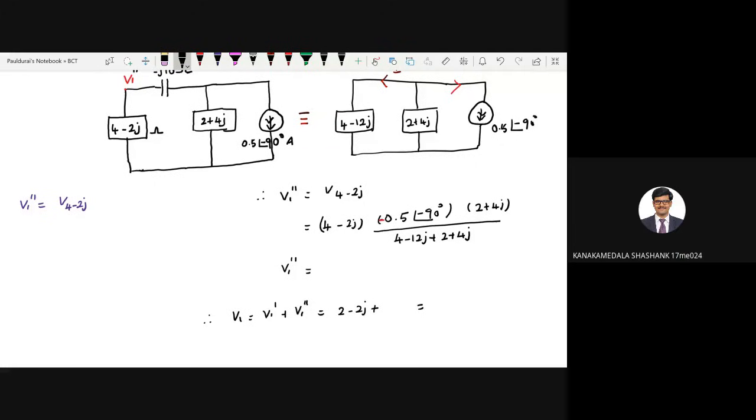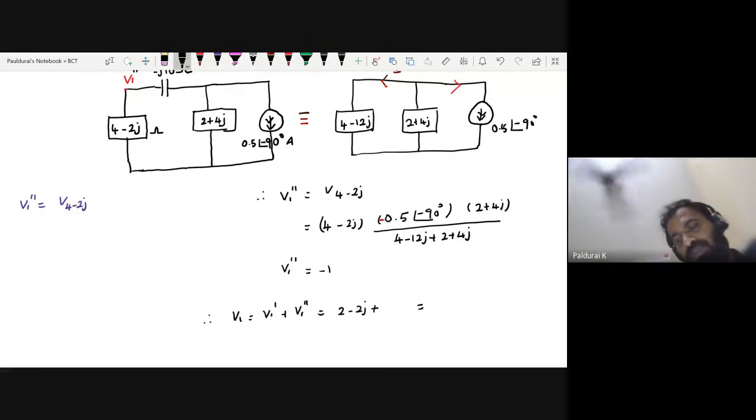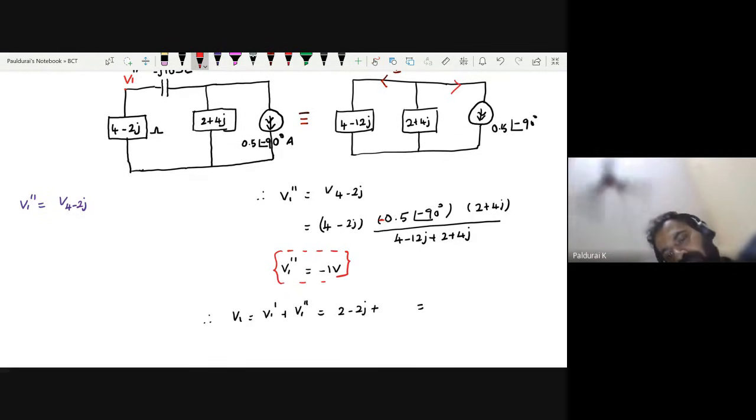So -1. Very good, it should be minus 1 volt. So finally, we found V1 double dash. And you know what our V1 is? Simple algebraic sum: V1 dash plus V1 double dash, where V1 dash is 2 minus 2j and V1 double dash is minus 1. So what is this? 1 minus 2j volt. And please verify this answer with our previous nodal analysis. Have we got V1 as 1 minus 2j or not?